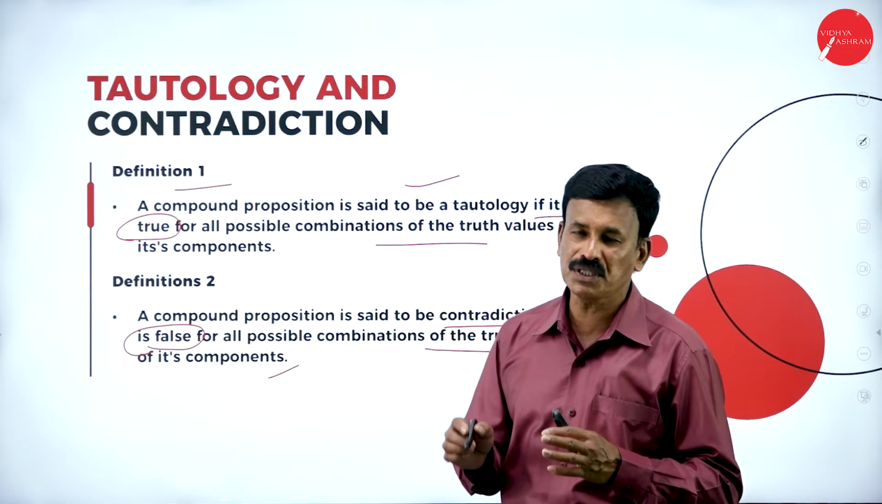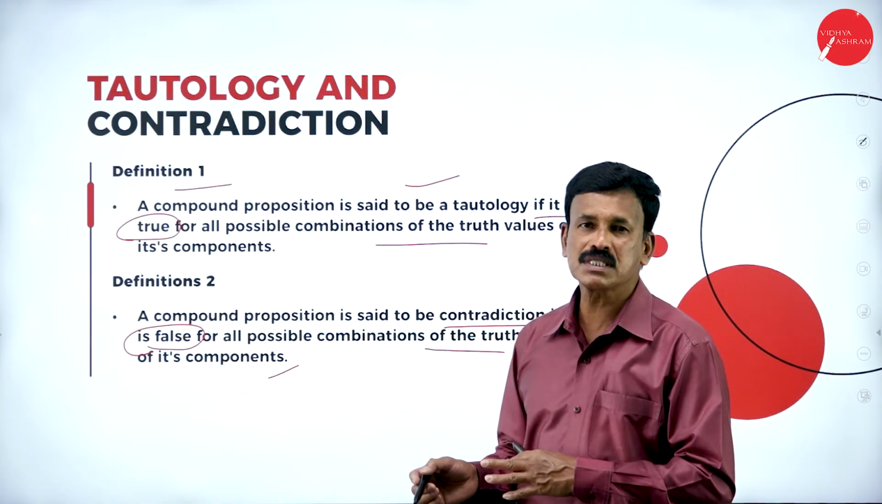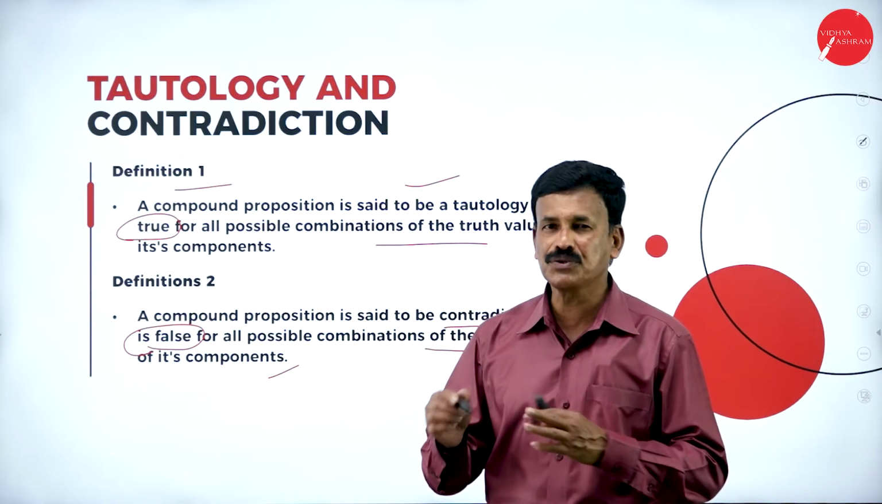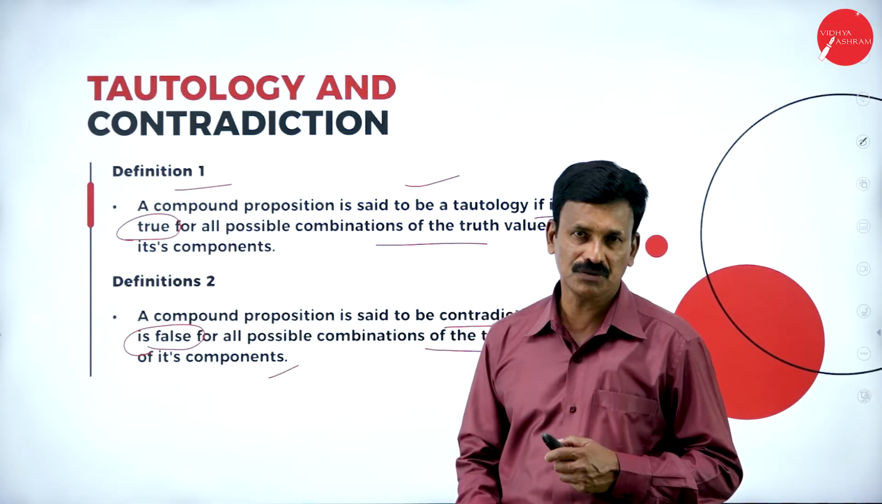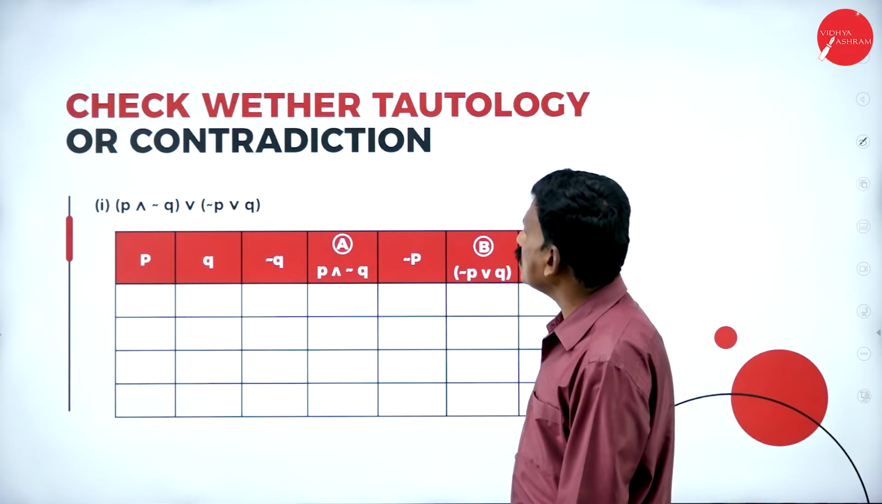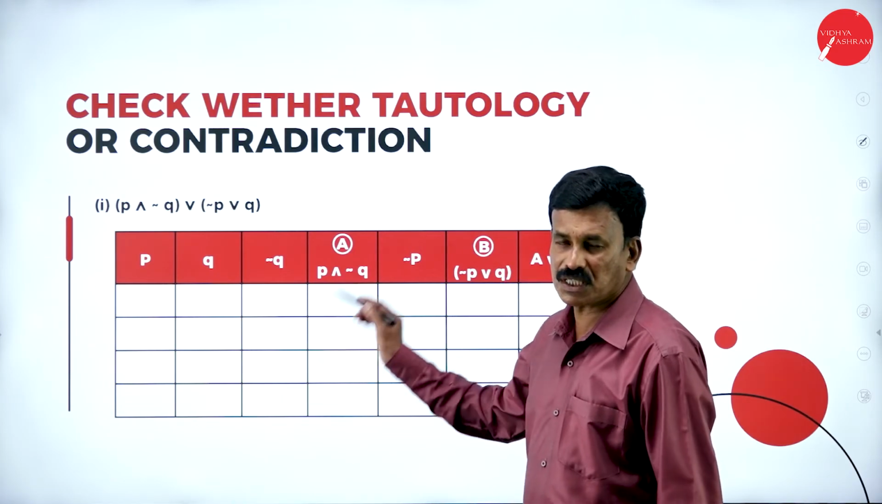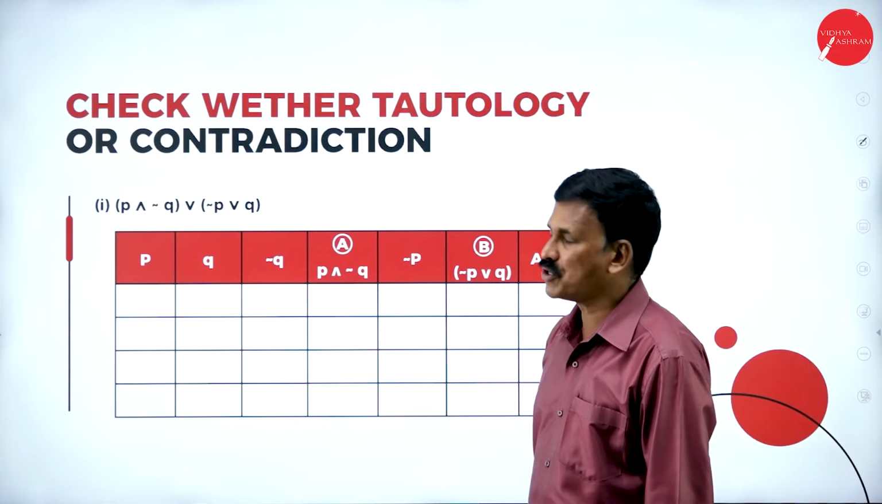If all the combinations are true, it is a tautology. If all the combinations are false, it is a contradiction. If we get true and false, then it is called neither tautology nor contradiction. Okay. Now, let us move on with an example. Check whether this given compound proposition is a tautology or a contradiction.